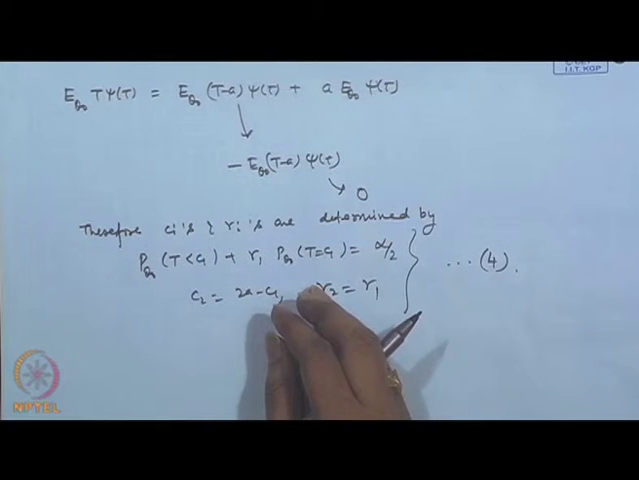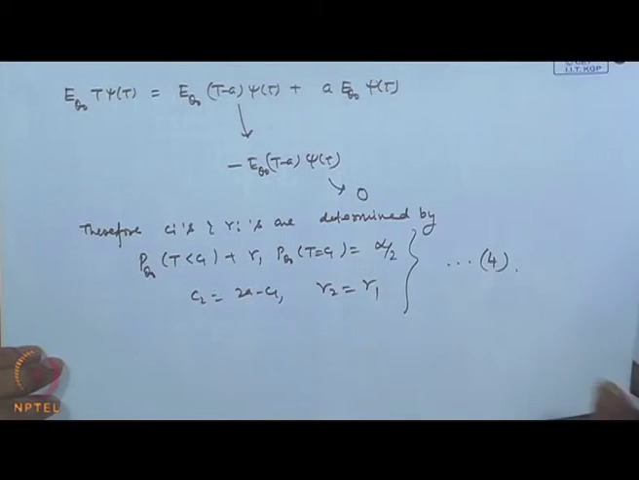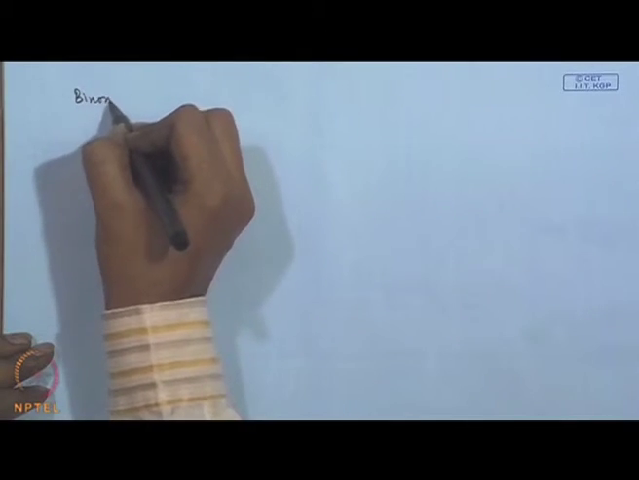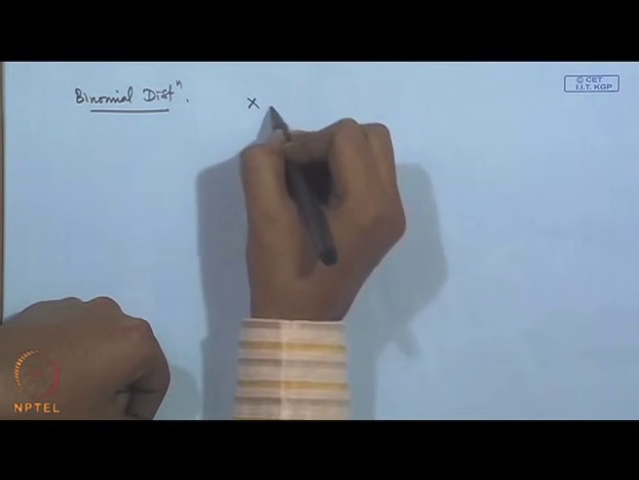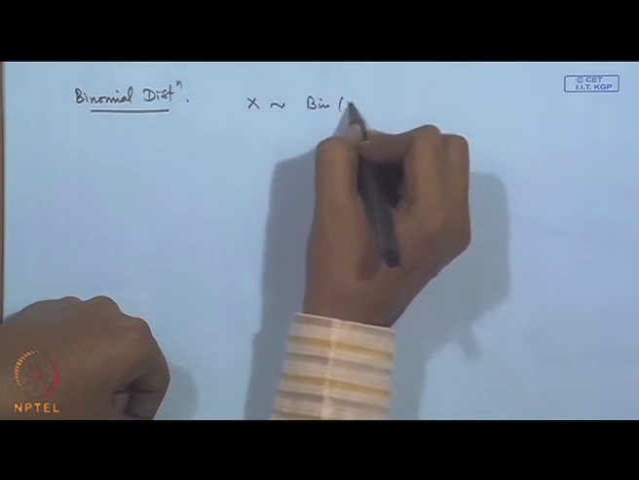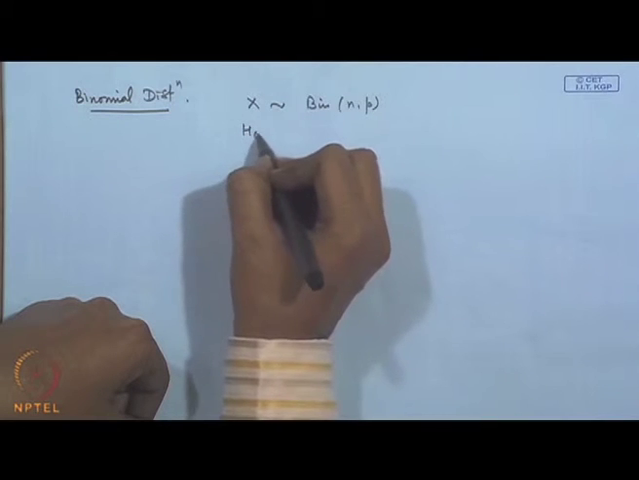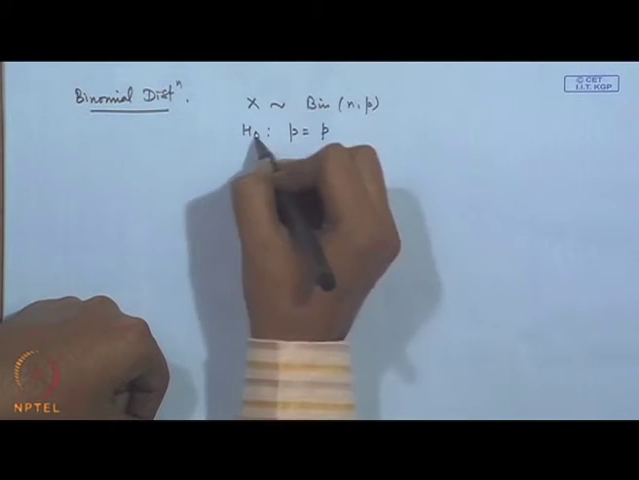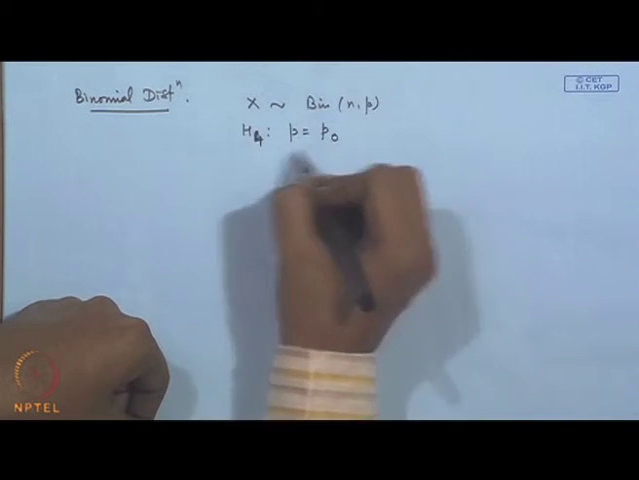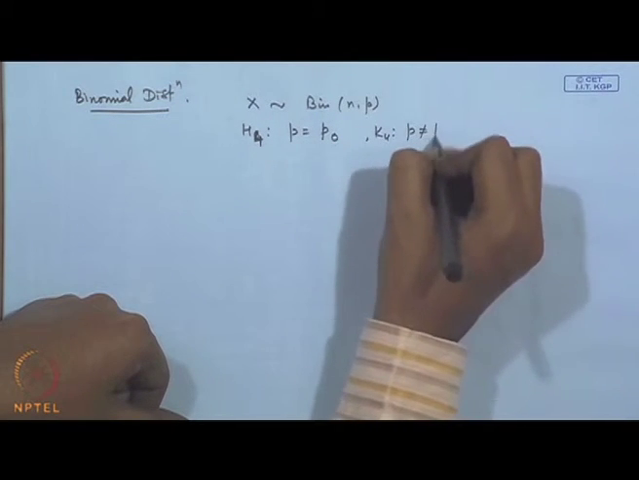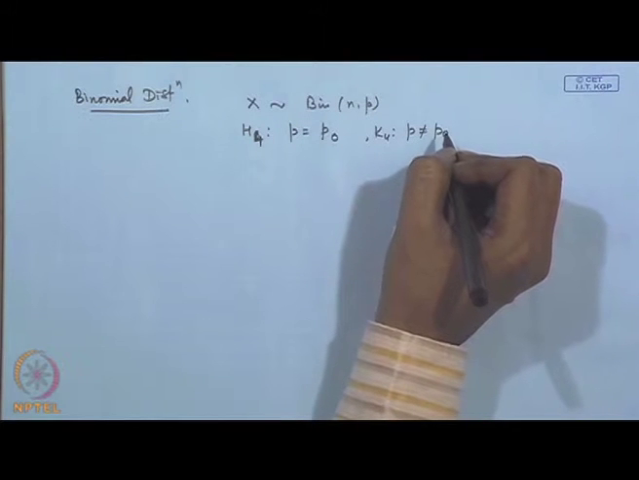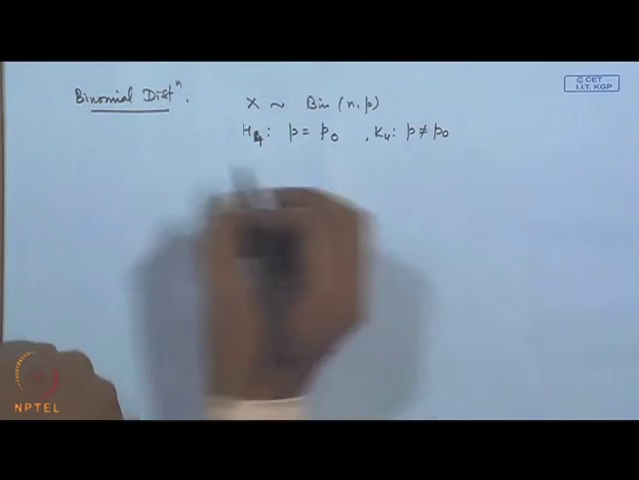Let us consider an example here. Binomial distribution. Let us consider say X follows binomial(n, p). We are considering the testing problem for H4. I will use this notation H1, H2, H3, H4. Reference is clear here. The alternative is p is not equal to p naught.